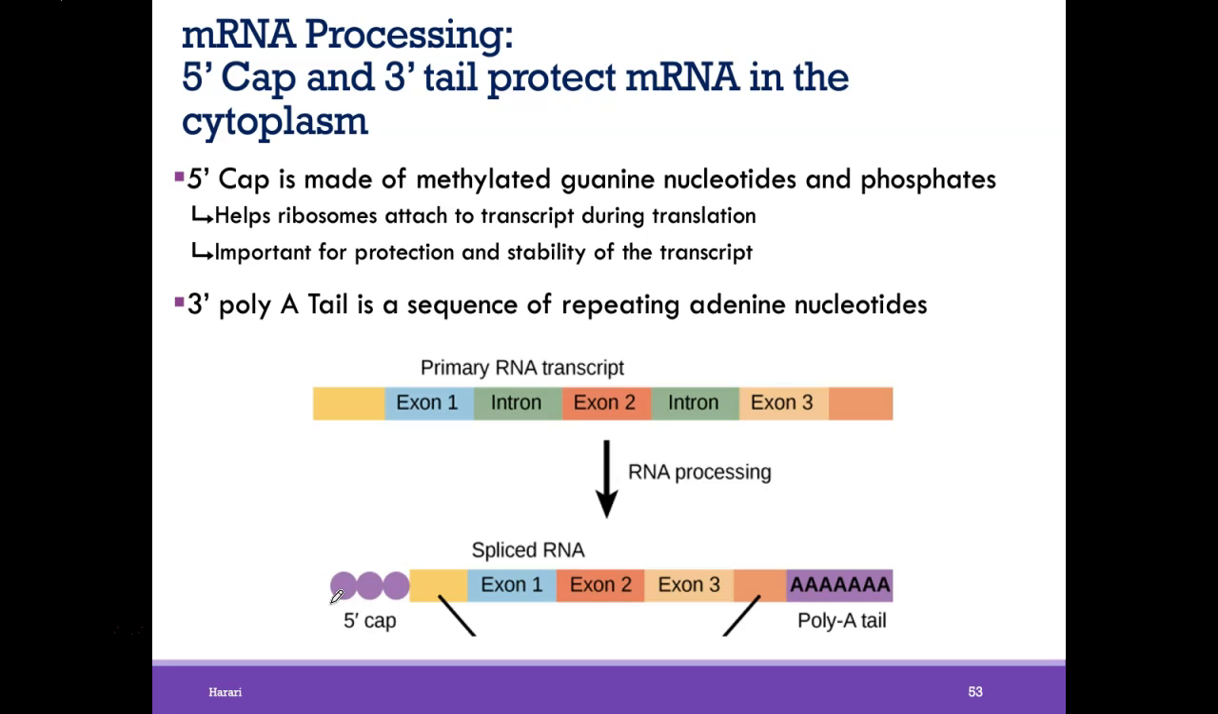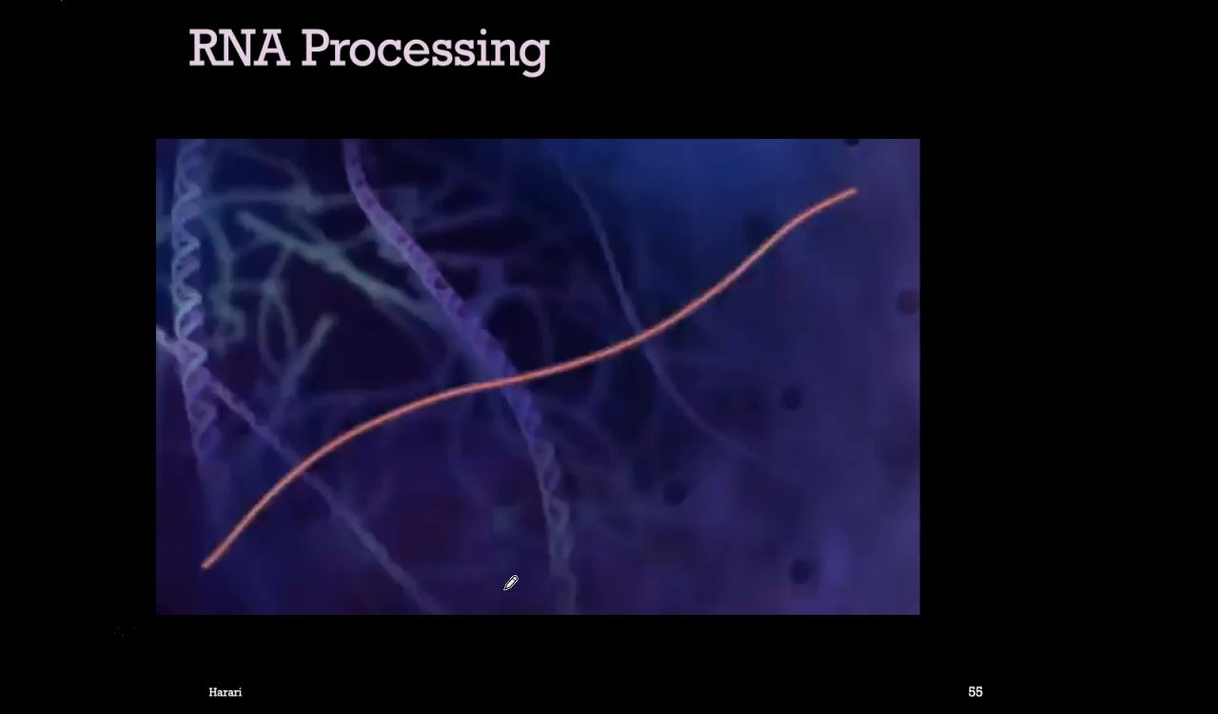So again, we started off with something that looked like this after transcription, but we needed to do RNA processing. Specifically, we got rid of introns, right? Those introns were spliced, and then we only sealed together the exons. We put a 5' cap and a 3' poly-A tail. So let's watch a video to summarize that.